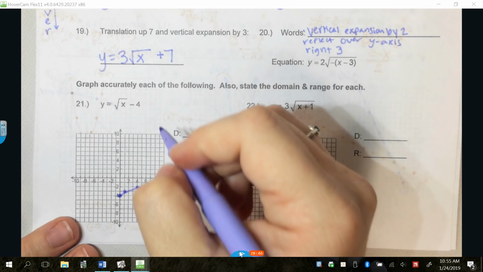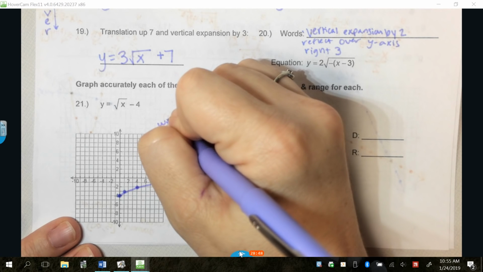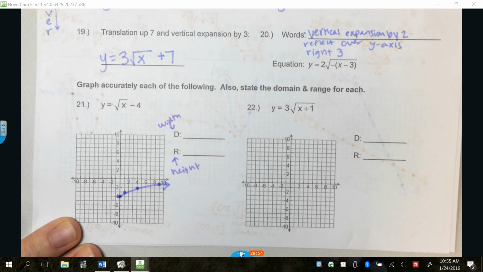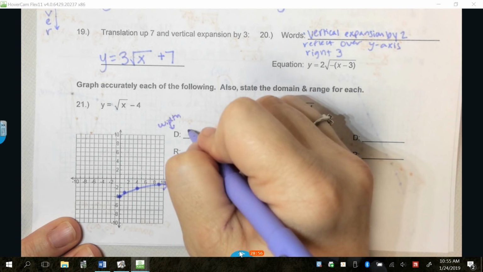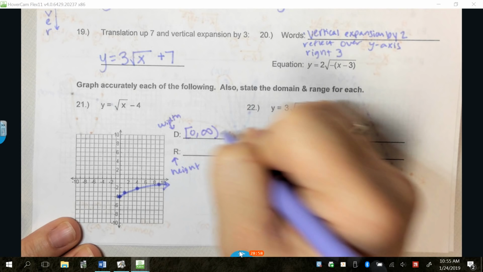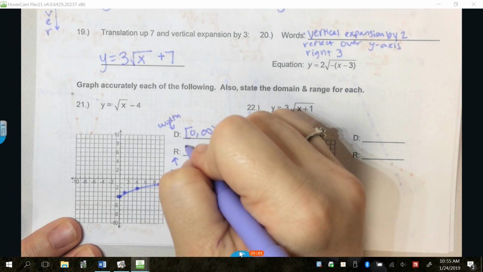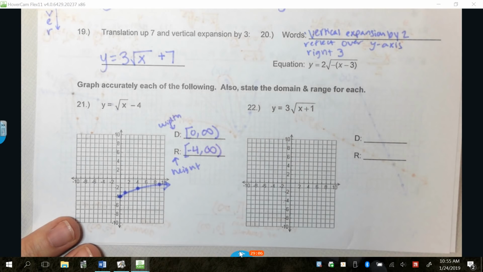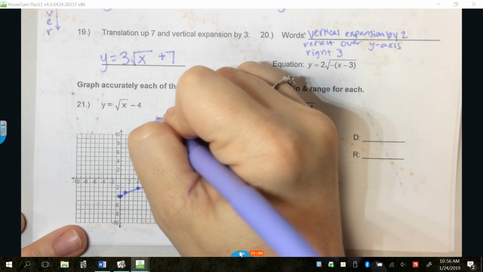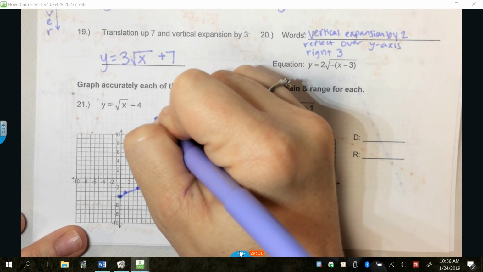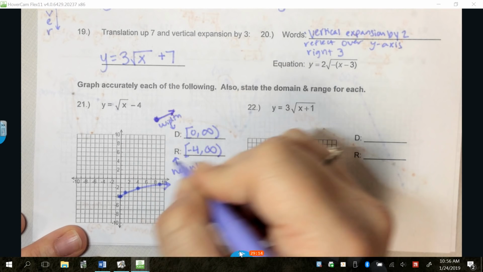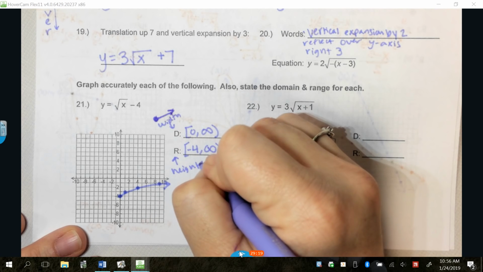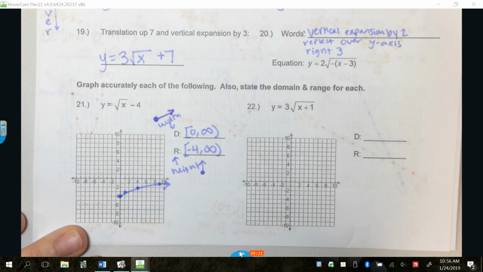Okay, so domain is my width. Well, range is my height. So width, it starts at 0 and it goes to the right forever, so from 0 to infinity. Now my height, it starts at negative 4 and it goes up forever, so negative 4 to infinity. Because remember, you go left to right, and here you go from bottom to top. Okay, because that's how we do it.